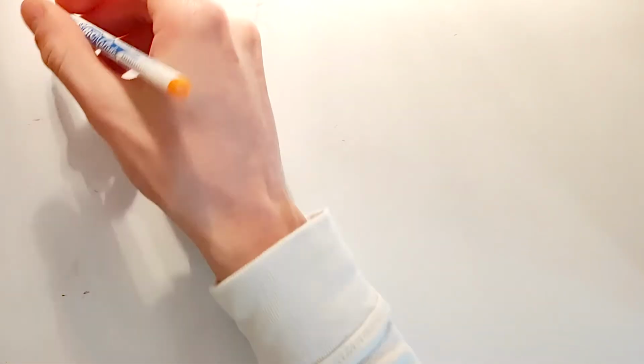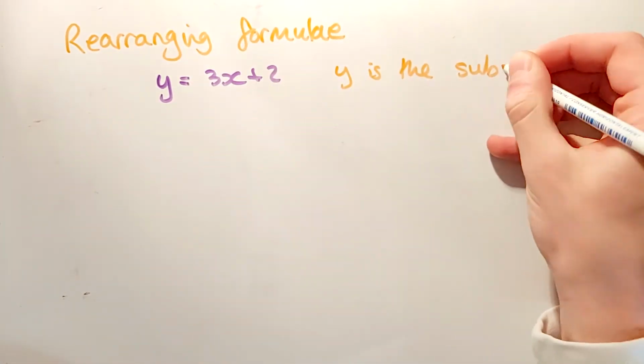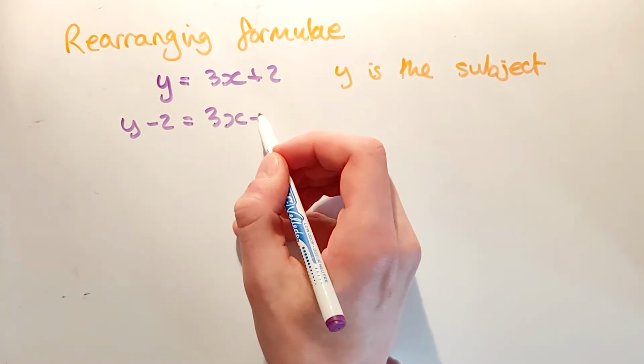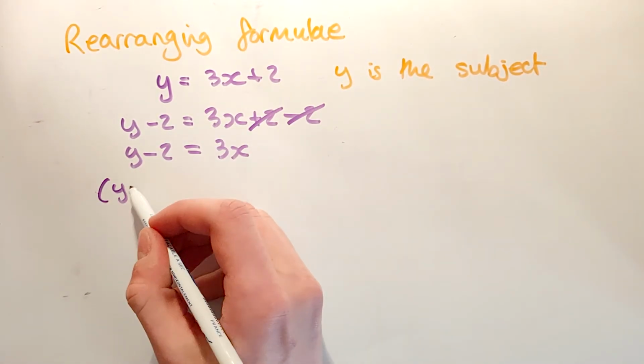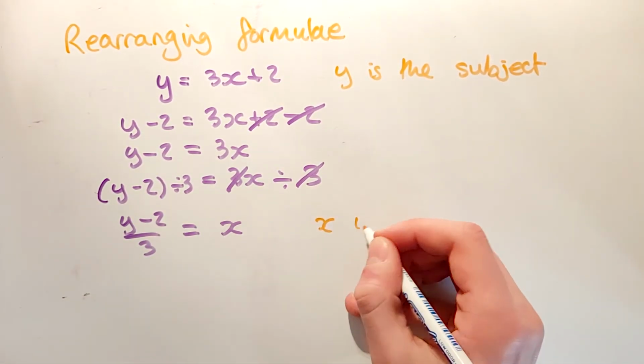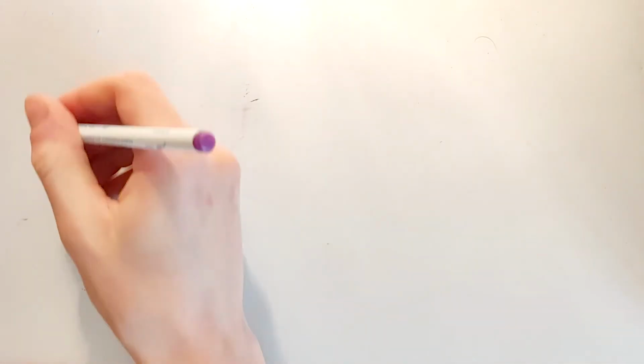Now onto rearranging formulae. This is useful when you want to make a different variable the subject of the formula, which is the variable you're trying to find the answer for. To do this, we have to use inverse operations. Whatever we do to one side of the equation, we have to do to the other side. Using a series of inverse operations, we can rearrange the formula so x is the subject.